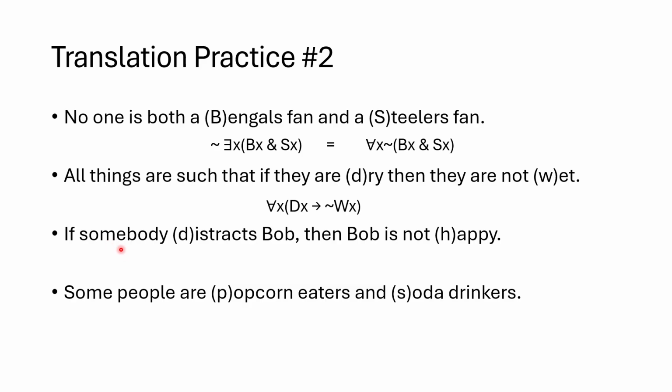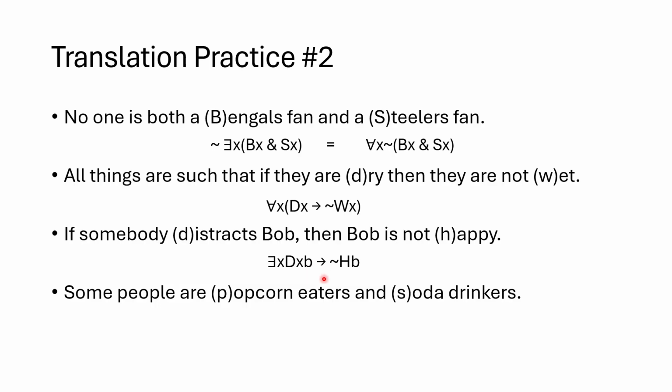There just exists somebody who's distracting Bob. So that's going to be an existential quantifier. So what this ends up translating into is something like this. The antecedent has the existential quantifier. It's a two-place predicate where the somebody is the subject. What are they doing? They are distracting. And who is the object that's being distracted? Well, it's Bob. So there exists somebody, X, who is distracting, capital D, and then Bob is our constant here.